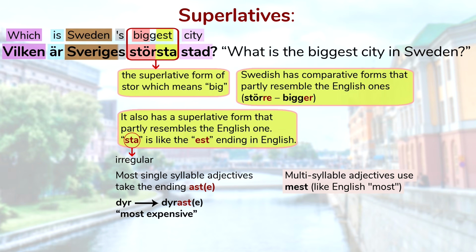Multisyllable adjectives form the superlative when mest comes before them, like English most. Most intelligent would be mest intelligent. The rules about single-syllable words and multisyllable words are not 100%. In fact, this word could also be said with ast rather than mest. But the rule is generally true.